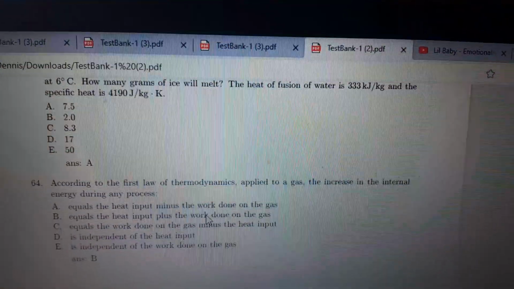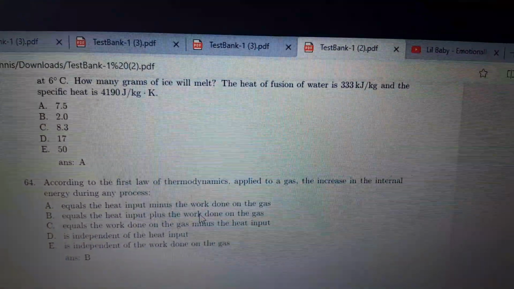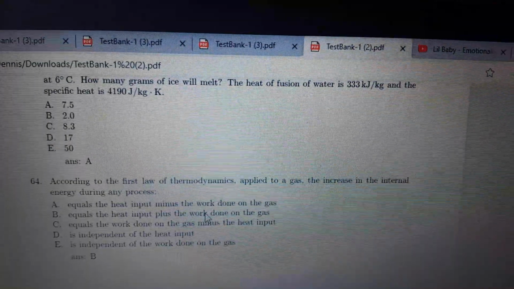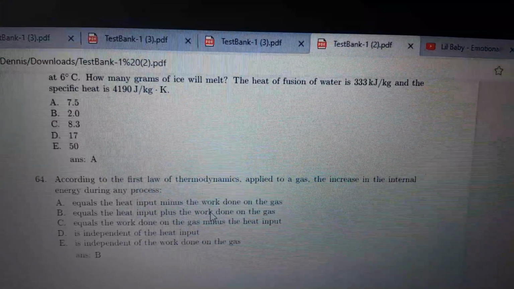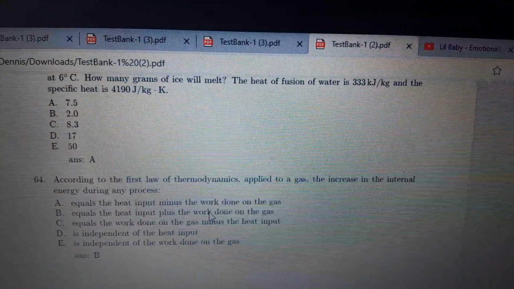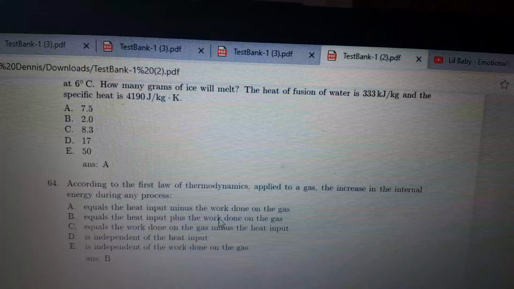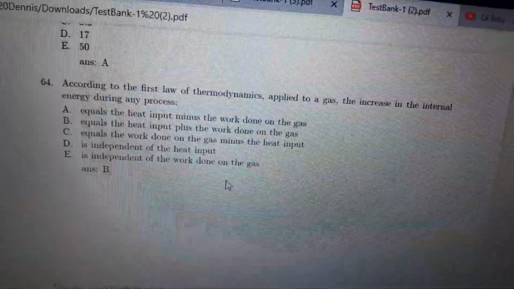According to the first law of thermodynamics applied to a gas, the increase in the internal energy during any process equals the heat input plus the work done on the gas, Q plus W.